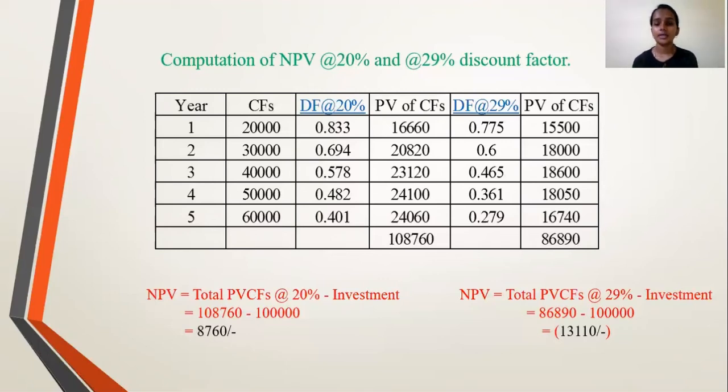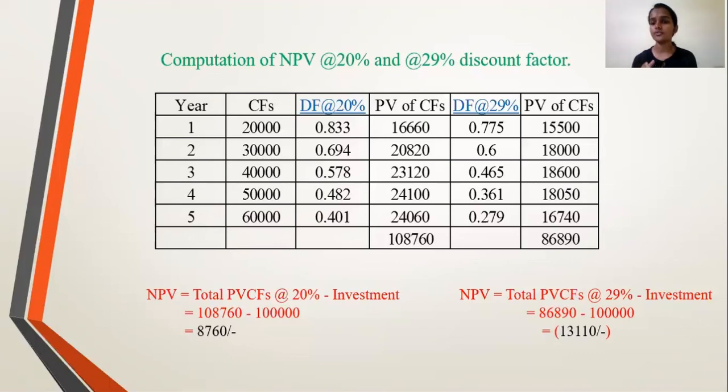Now here PV of cash flows, that is present value of cash flows. How do you calculate that? Cash flows, that is 20,000 into 0.833. That is how you get 16,660. The same way you calculate it for the remaining years. So another 30,000 into 0.694, you get 20,820. So that is how you calculate the cash flows. Then you get the total of the cash flows.